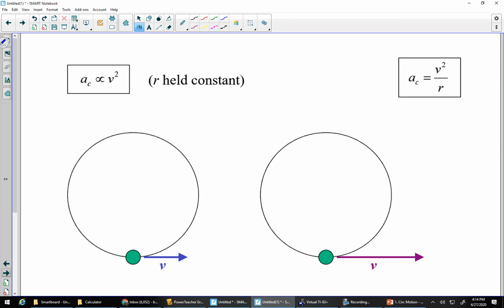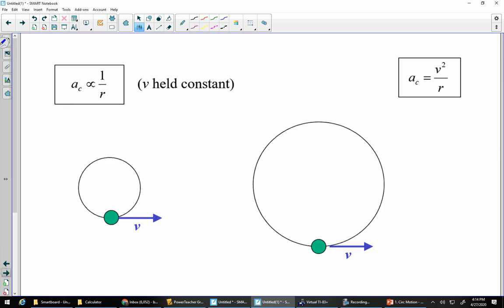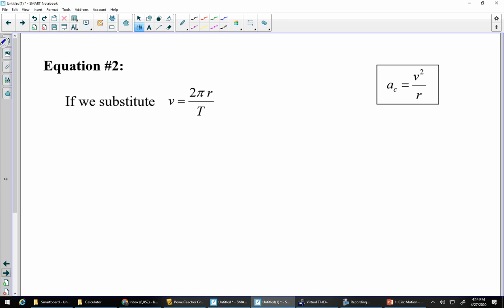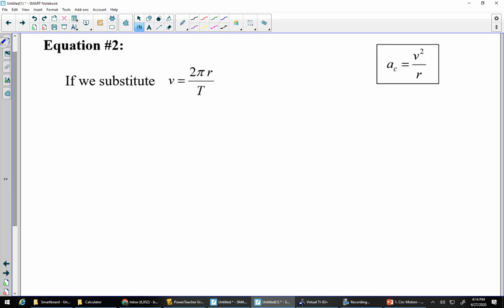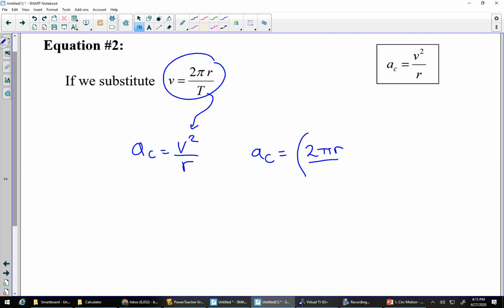Cool. There's actually, though, one more formula. So I'm going a little out of order here. Actually, one more formula for this based on the fact that we know what speed is. So AC is equal to v squared over r, but I know that v is 2 pi r over t. So if we were to expand on this, I'd say AC is equal to 2 pi r over t, but this whole thing is squared. And then I'm just going to do times 1 over r rather than dividing by r.